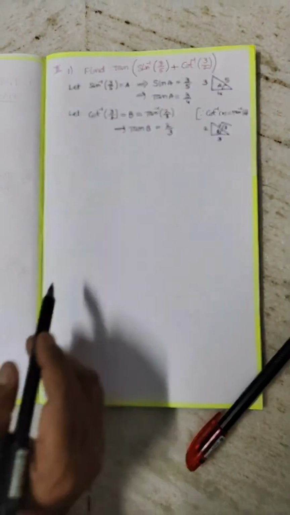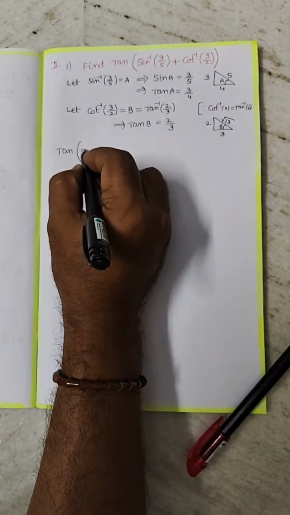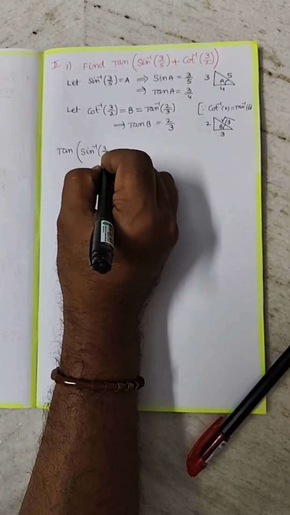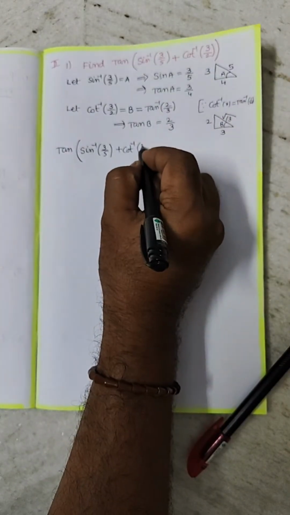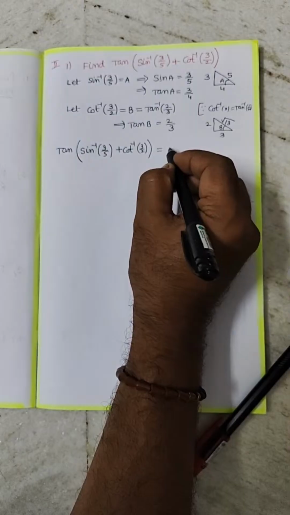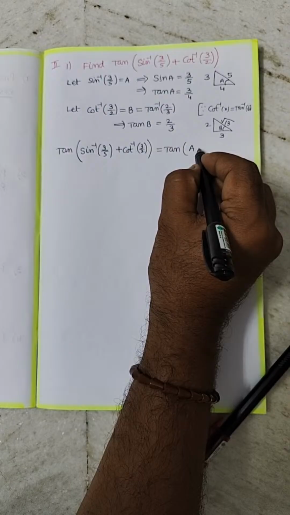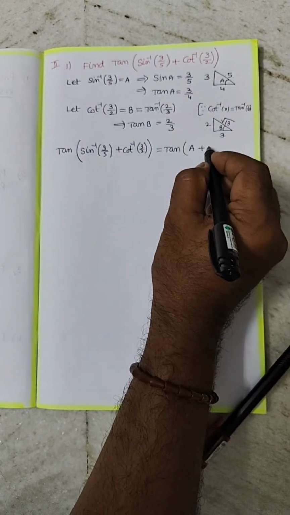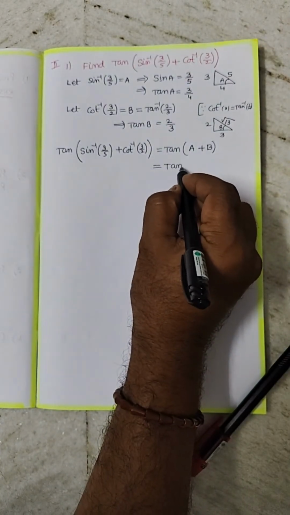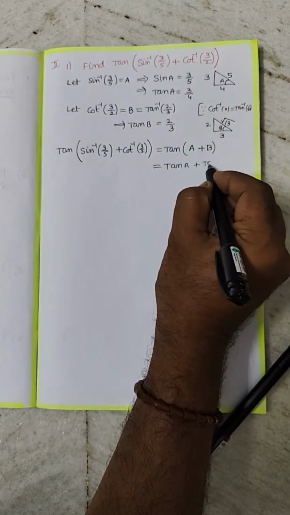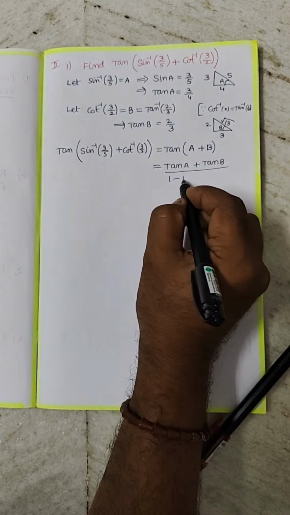So the given value will become tan of sine inverse of 3 by 5 plus cot inverse of 3 by 2, which is equal to tan of A plus B, since sine inverse of 3 by 5 is A and cot inverse of 3 by 2 is B. So tan of A plus B, formula: tan A plus tan B divided by 1 minus tan A tan B.